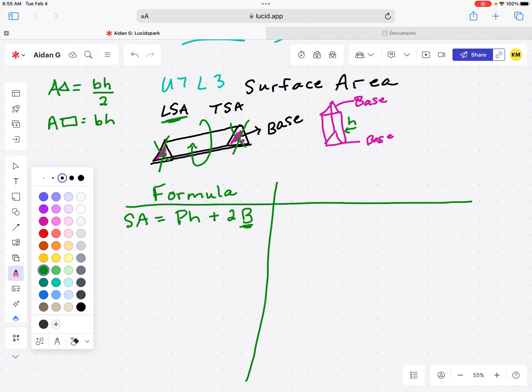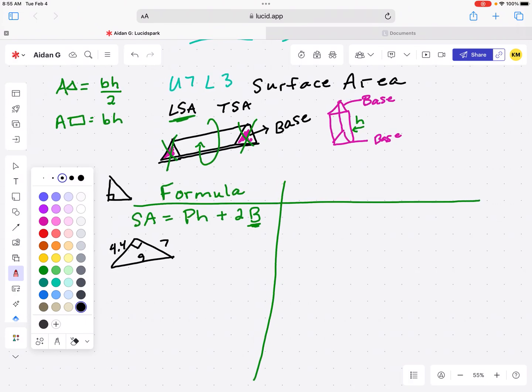As it's drawn in your buzz, it says this is 7, this is 9, and this is 4.4. Since this is a right triangle, if I redraw this over here, I can see that my height is 4.4 and my base is 7. The hypotenuse is 9. Then I've got that same thing down on the bottom, and 3 rectangles connecting them. And don't forget, this is your base.